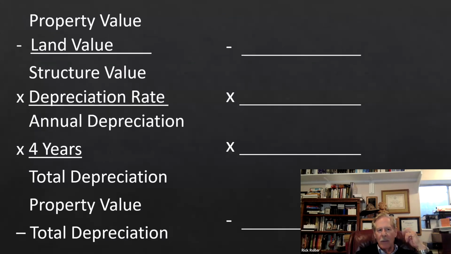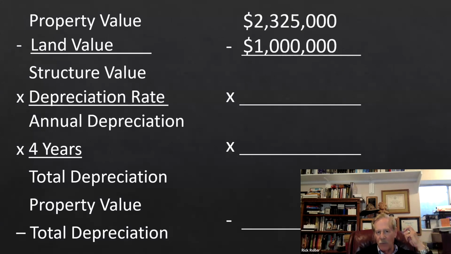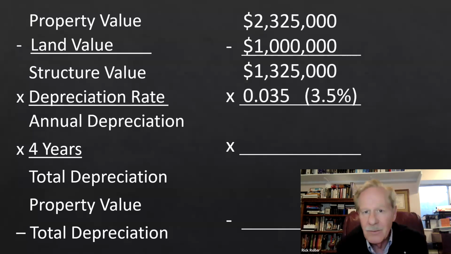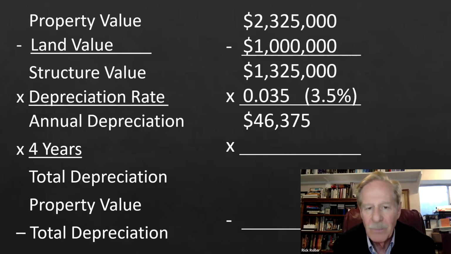Okay, so what we started with, the property value, was 2.325, but we got to take the land off because that doesn't depreciate. All right, so the structure value would be 1,325. If you take $1 million off that, it's $1,325,000. Now the depreciation rate they gave us in the problem was 3.5%. So the annual depreciation would be 46,375.